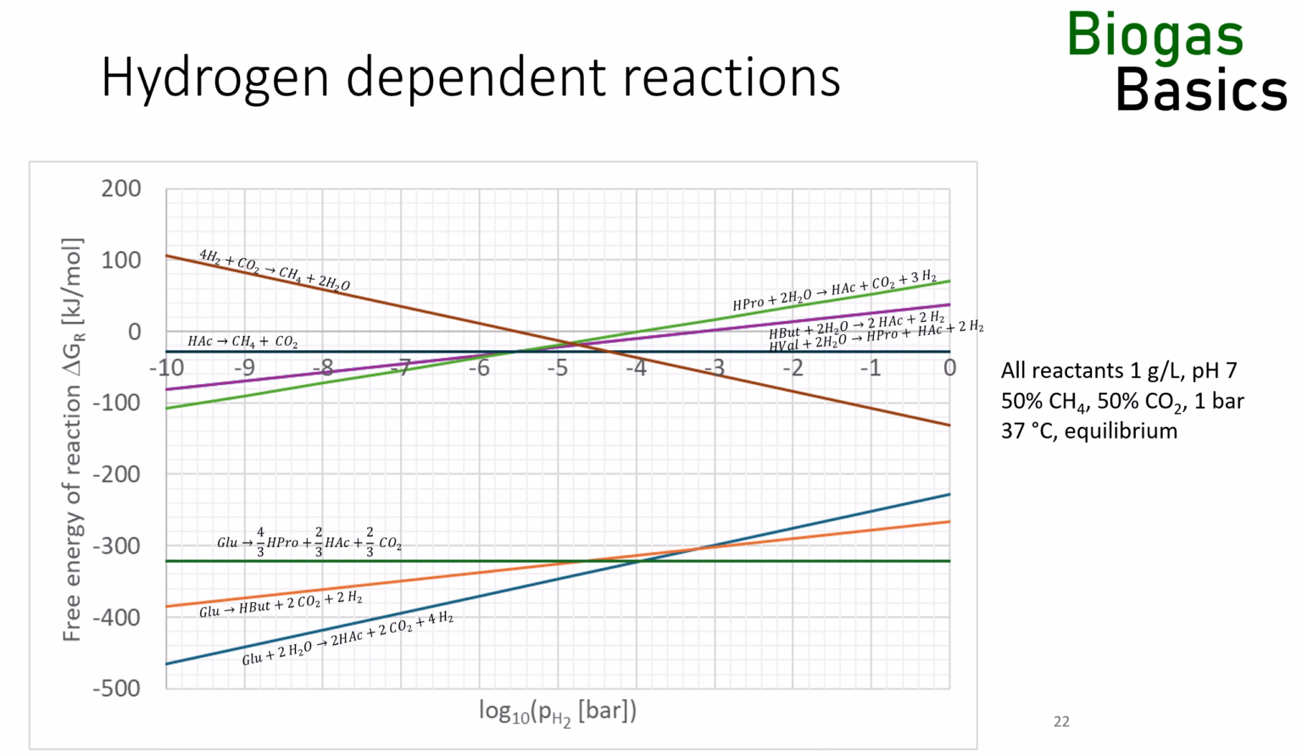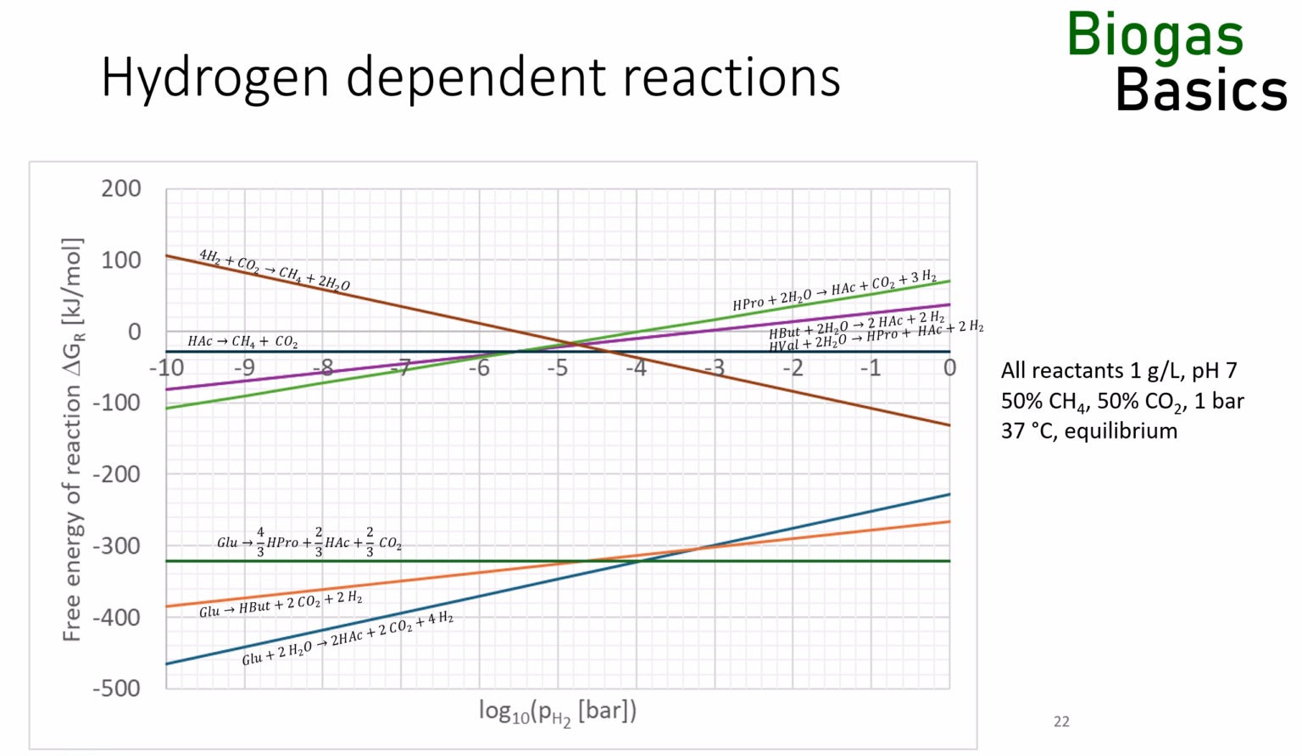It shows the free energy of reaction over the decadic logarithm of the hydrogen partial pressure in bar. The conditions are a concentration of 1 gram per liter for all reaction products and adducts, pH 7, 50% methane and 50% CO2 in the gas phase, 37 degrees Celsius, 1 bar headspace pressure, and equilibrium conditions. A reaction can only occur if the free energy of reaction is smaller than 0.